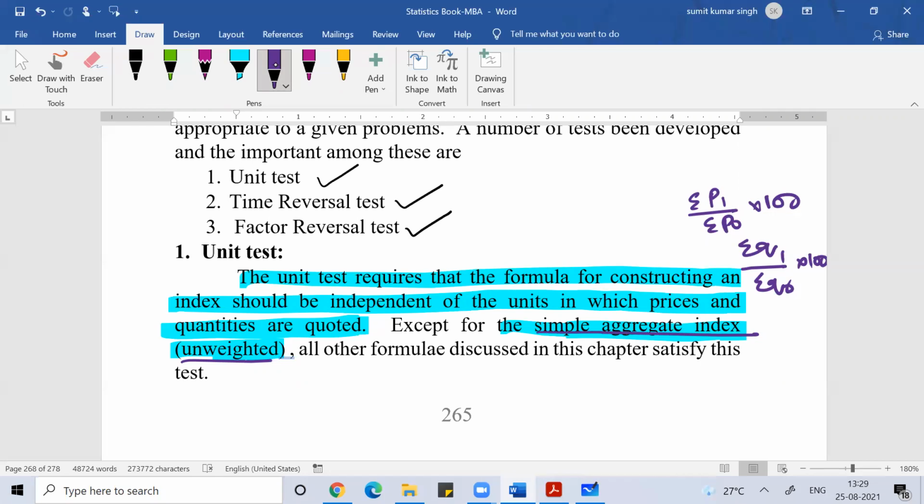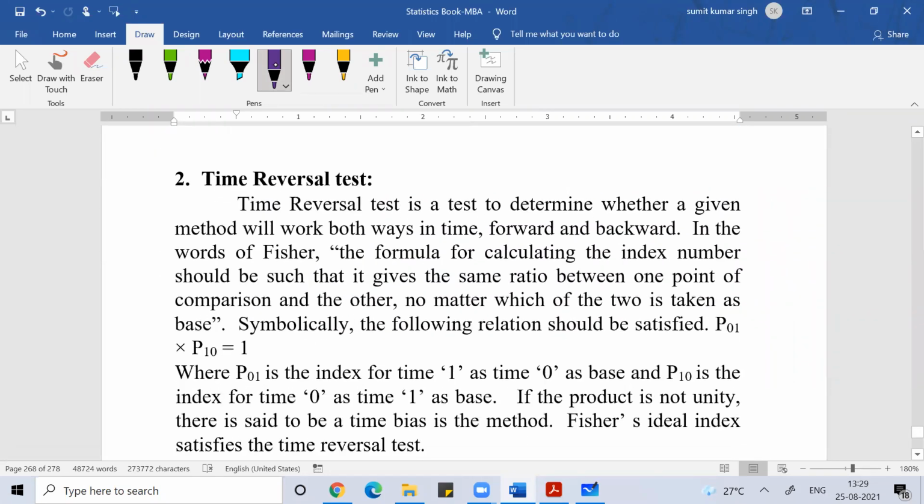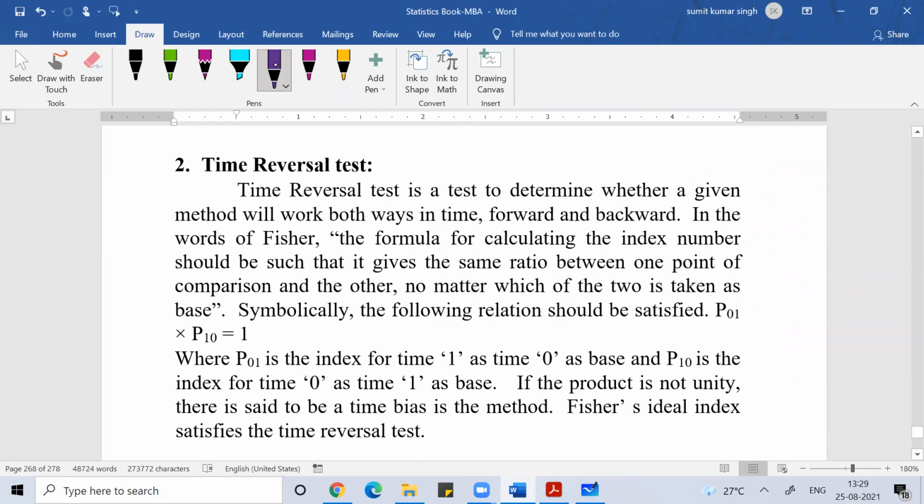So just a theory thing. Then we have the time reversal test. The time reversal test is a test to determine whether a given method will work both ways in time, forward and backward. That is what the time reversal test is talking about.